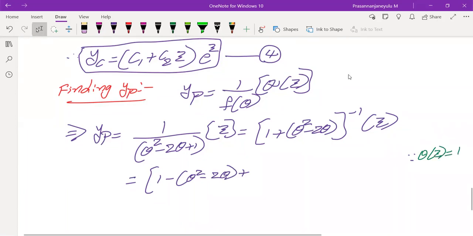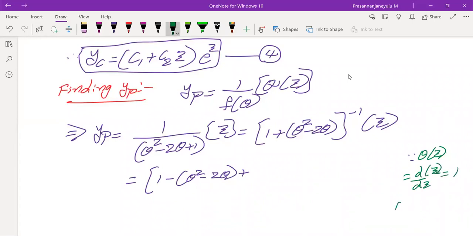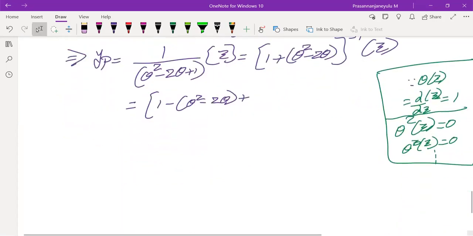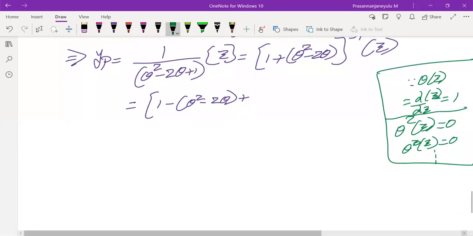Why? Is it clear how you are going to get this equals to d by dz of z? What is the d by dz of z? It is 1. What is theta square of z? 0. Theta cube is also 0. Okay, so because of this reason, we have to stop. The derivative exists only up to power 1 only. So because of that reason, we have to take only up to 1 minus theta power 1 only of z.